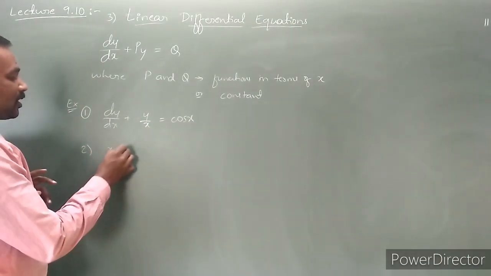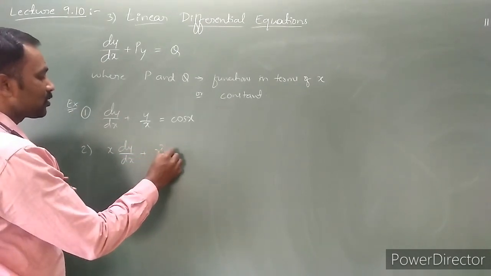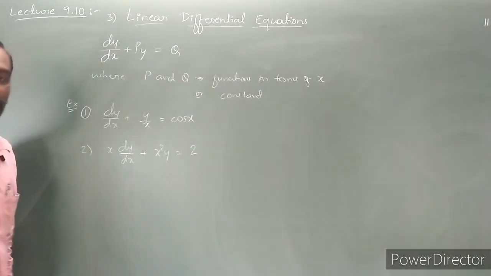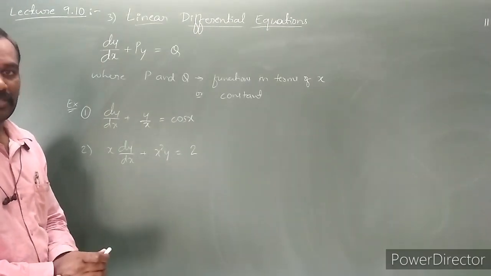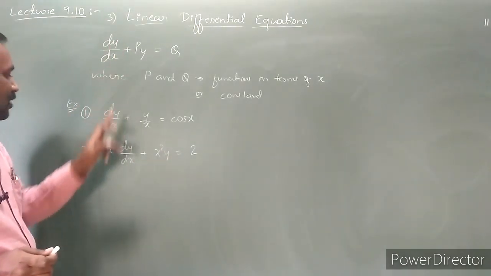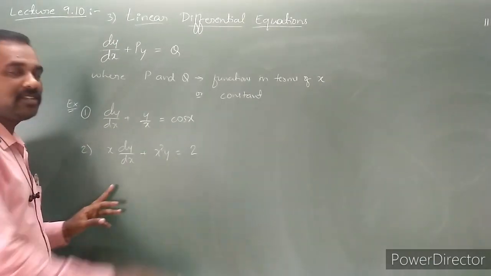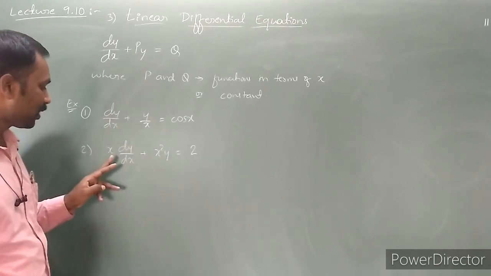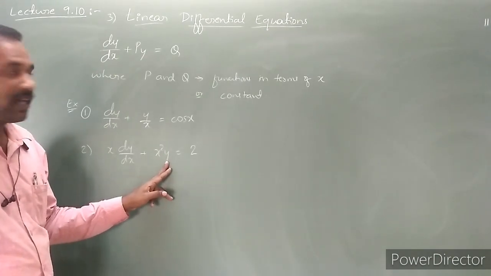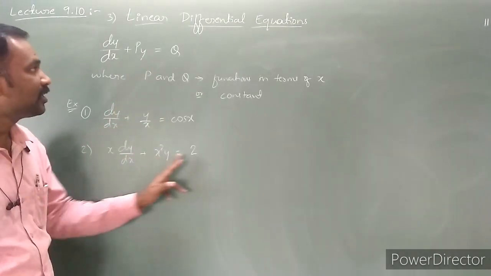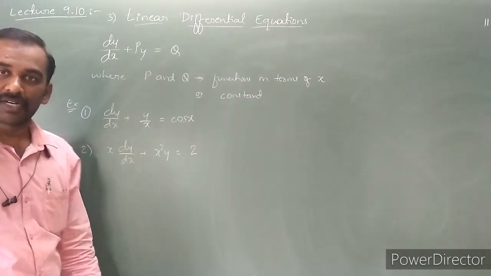Second example: x into dy by dx plus x square into y is equal to 2. Yes, this is also a linear differential equation. But the dy by dx coefficient is not 1. Yes, but we can convert it to 1 by dividing by x. If you divide by x, what happens? Dy by dx plus x into y is equal to 2 by x. The p value is x. What is the q value? Q value becomes 2 by x. P and q are functions in terms of x.